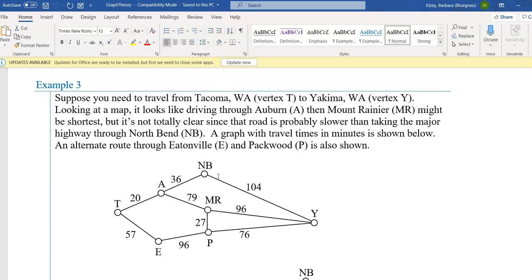Okay, so let's say a truck driver has to get from, or maybe you need to get from Tacoma, Washington to Yakima, Washington. Tacoma is a T and Yakima is a Y. Don't know if I'm pronouncing that right. But there are different routes. We can drive through Auburn, we can drive through Mount Rainier, we can go through North Bend, Eatonville, and Packwood, but we want to find the one that is the shortest as far as time, and the weights on here are weights of time. All right, so let's look at how to do this.